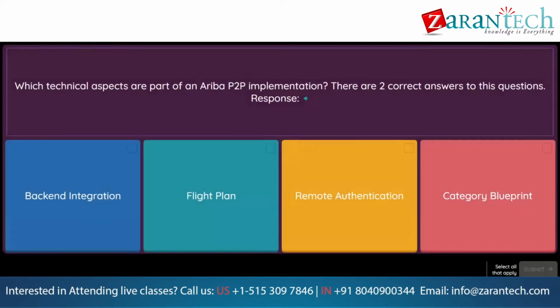Question: Which technical aspects are part of an Ariba P2P implementation? There are 2 correct answers to this question. Response: Option 1 Backend integration. Option 2 Flight plan. Option 3 Remote authentication. Option 4 Category blueprint.